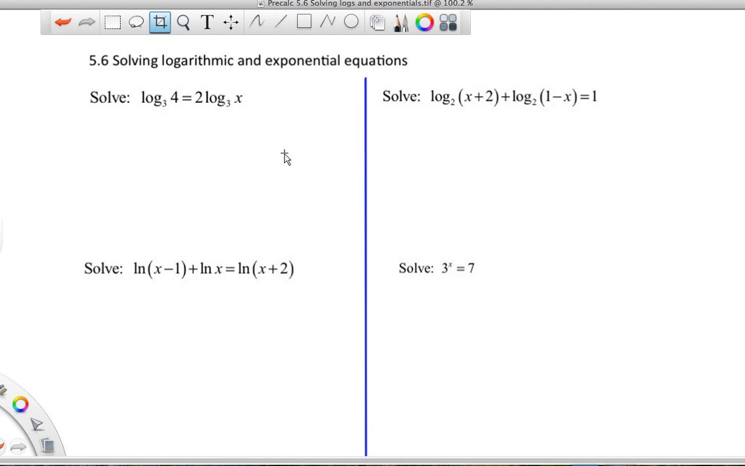Solving logarithmic and exponential equations. We'll just get started, and along the way we'll hopefully see all the rules and all the little things that we need to be familiar with. Bases are the same. We should be able to solve this then.